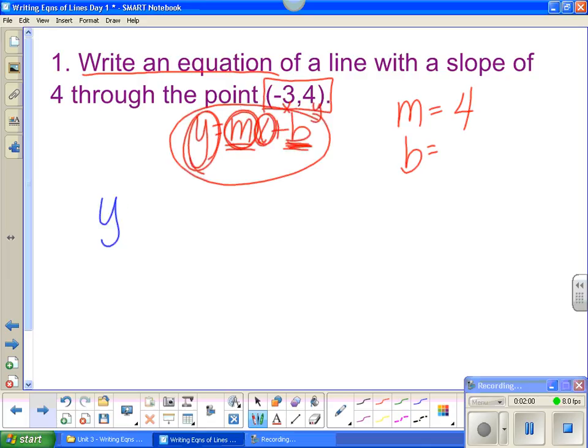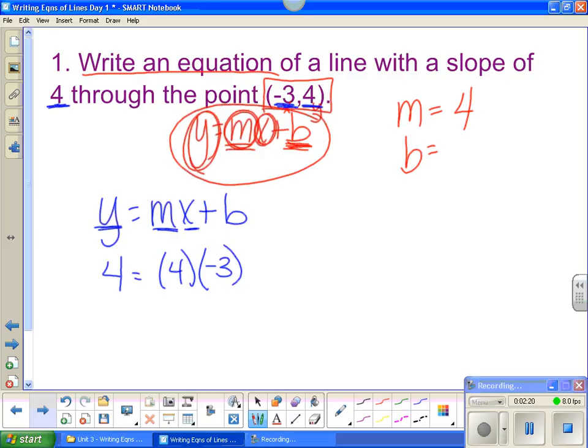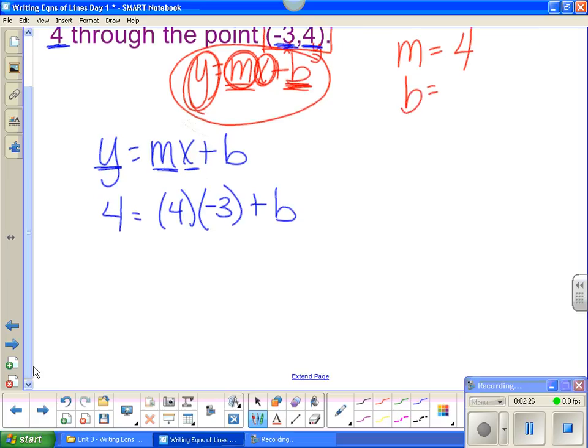If I have y equals mx plus b. Okay, so what's my y? Well, the y is from your point. The y value of your point. So that's a 4. And then my m is my slope. My x is the x value of my point. And then I don't know b. That's what I'm trying to find. So to solve for b, what would we do first? We would multiply 4 times -3. And then to solve for b, we would add 12 to both sides. So b equals 16.